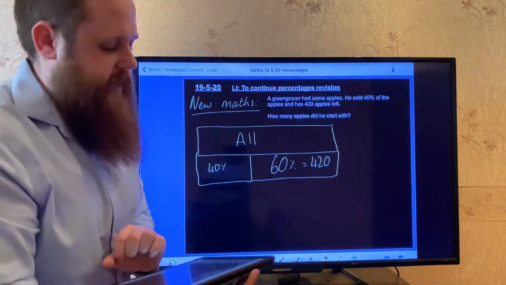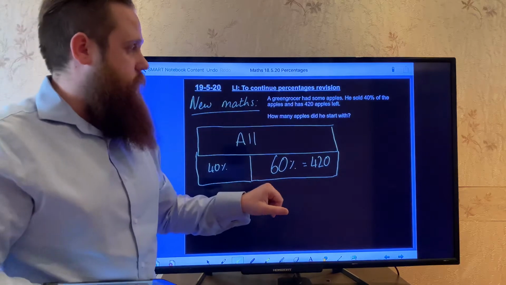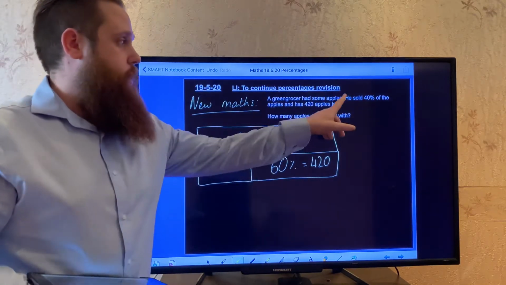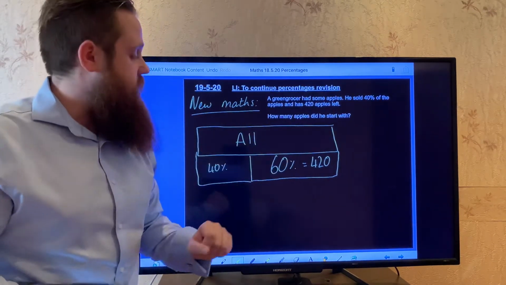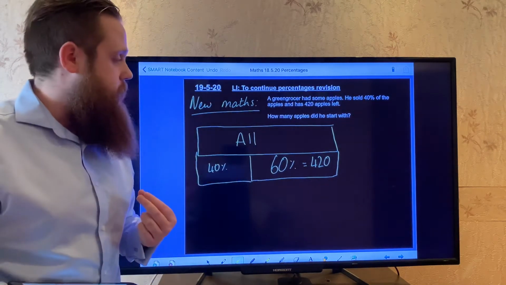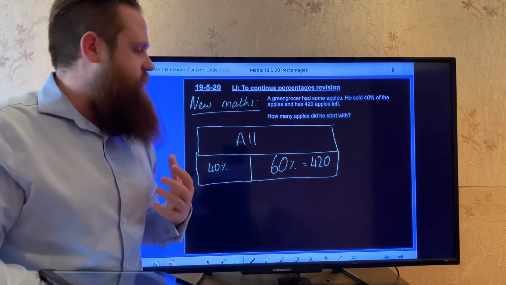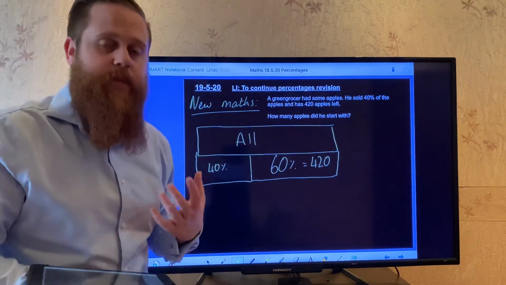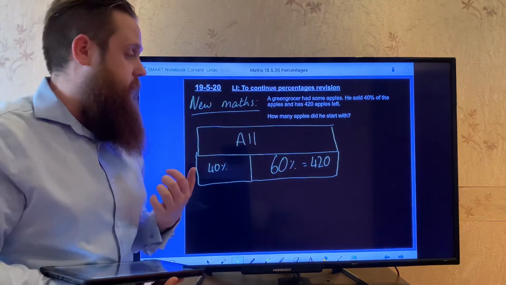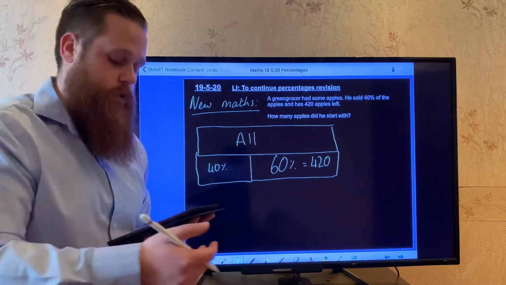So let's have a little look at the next step. I know that what he's got left, okay, because he sold 40% of the apples, but he's got 420 apples left. So 60% is equal to 420. So what would 100% be? Well, I can't just find 40% of this and then add it in because it wouldn't quite work, okay? So what I'm going to have to do is I'm going to have to start to work a little bit backwards, okay?